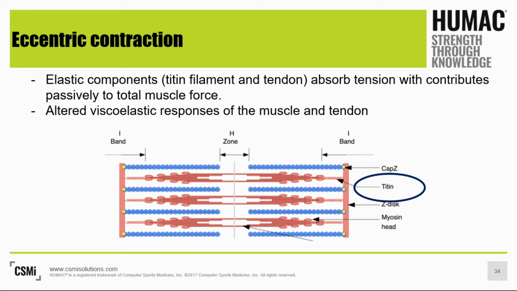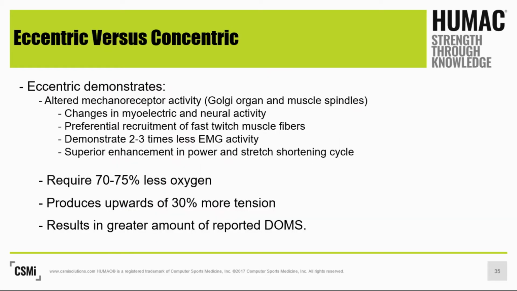So this will allow some increased force production to occur simply from a mechanical aspect. Also, there's a different viscoelastic response from the muscle and tendon to loading. Now, there's also some very important differences between concentric and eccentric beyond the direction that the muscle is moving. First and most important is the difference in neurologic activity.